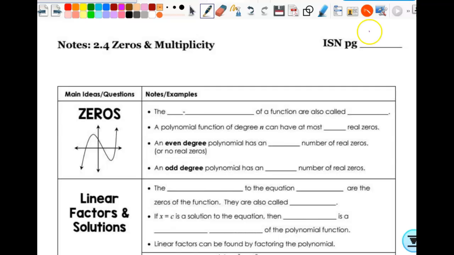Going on page 43 when we are done, we are going to talk about zeros in multiplicity. You know what zeros are. We've already found zeros. We've talked about zeros. We know what they are.